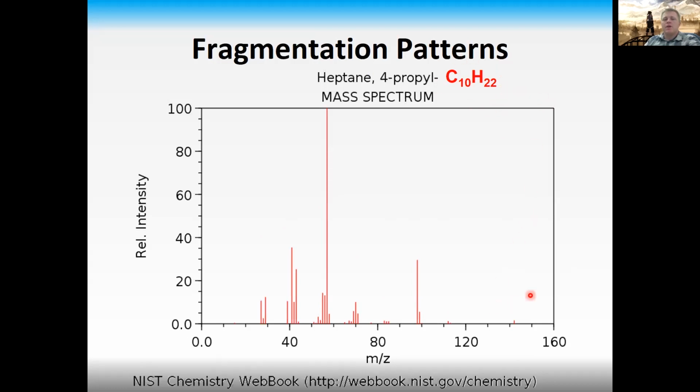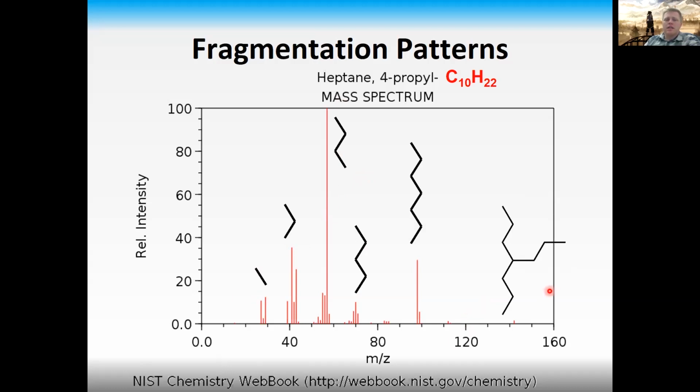This time we're going to look at 4-propyl heptane. So in this case, we get a very small peak for the intact molecule. Then we get some very distinctive peaks. So this one is for loss of 3 carbons. So that would be a loss of a single one of these branches. And then we get some other peaks for losses of different numbers of carbon.